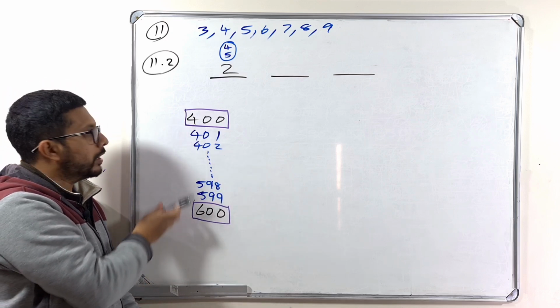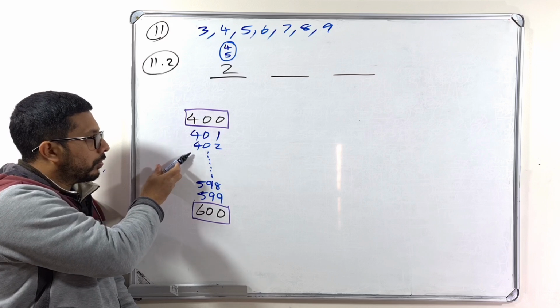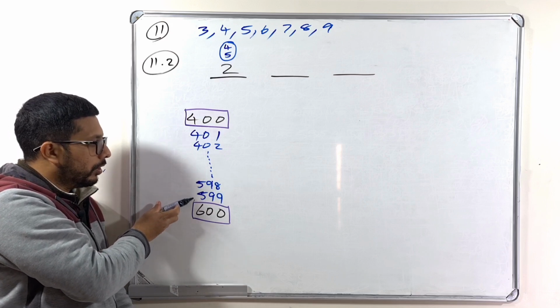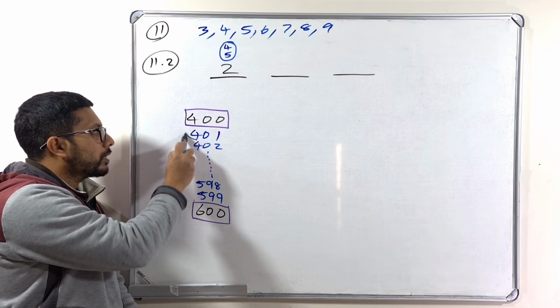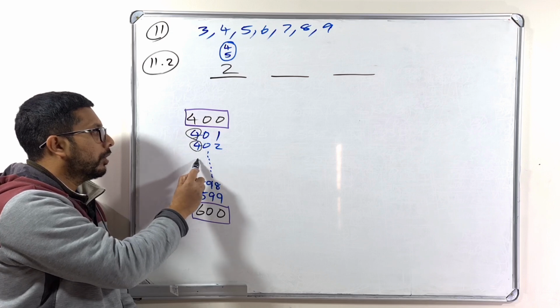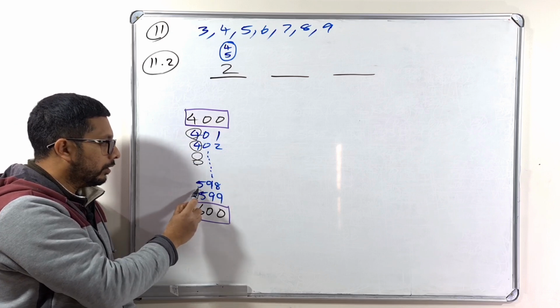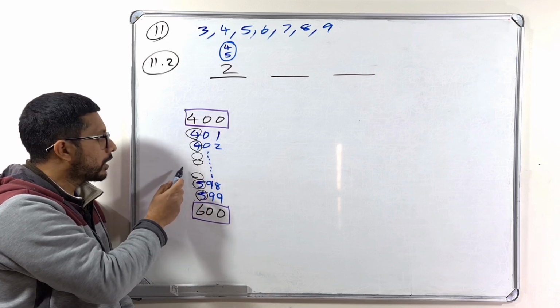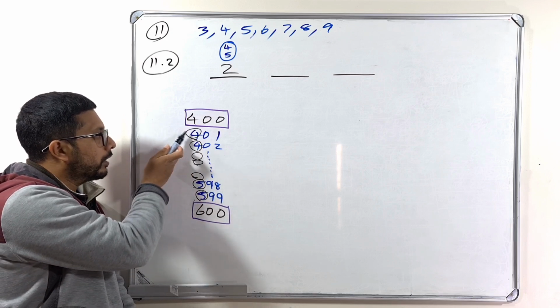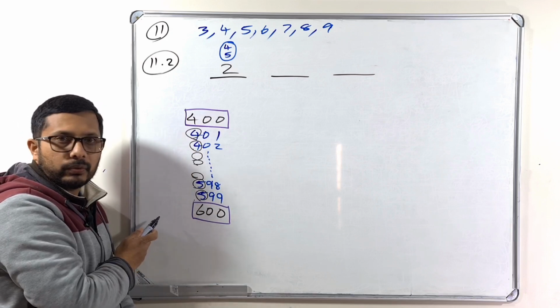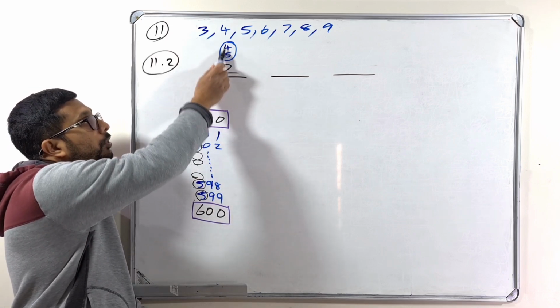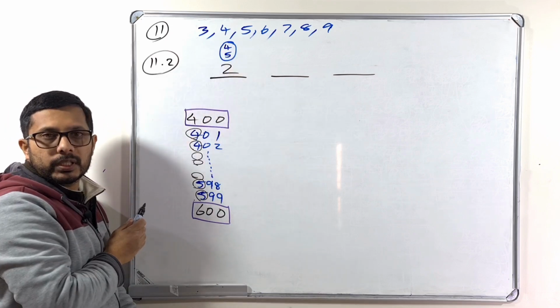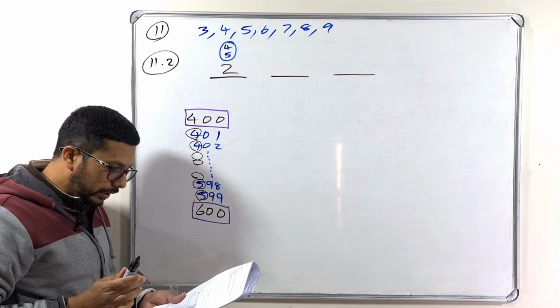Okay, the number must be between 400 and 600. That means the numbers are 401, 402, 403, up to 599. So for all these numbers, what is the first number? 444, and here 597, like that. That means the first number must be either 4 or 5. So how many different options here? 2 options.